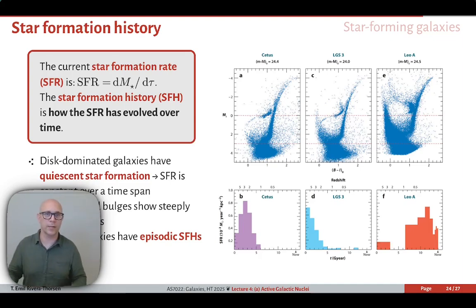For example, disk-dominated galaxies will have a generally running quiescent star formation. It means that the star formation rate is relatively low, but constant over a large time span.